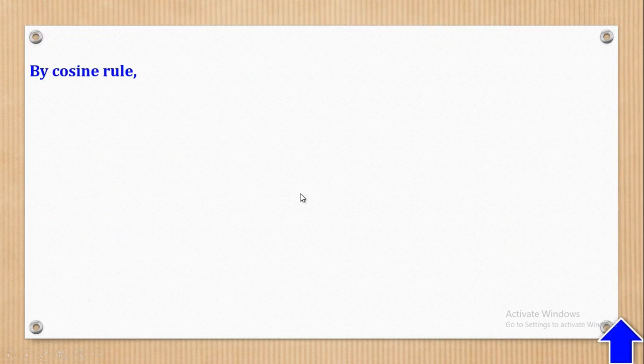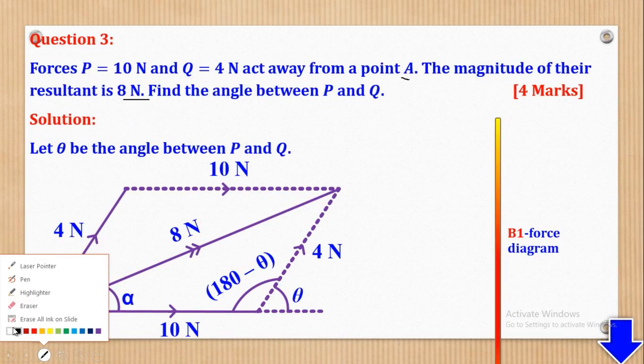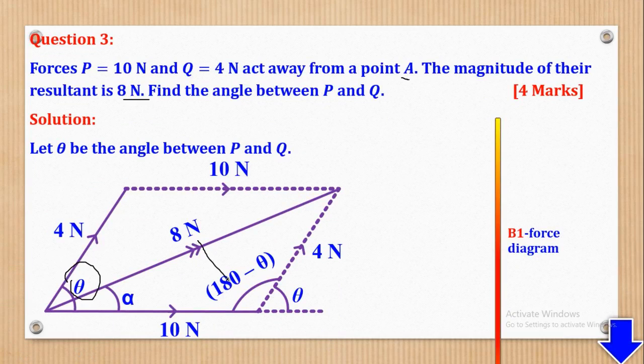So you are coming and say that by cosine rule, 8 squared is equal to 10 squared plus 4 squared minus 2 times 10 times 4 cos 180 degrees. So what you have done, you have used this triangle and used cosine rule, this 8 corresponds to 180 minus theta, so it will be 8 squared is equal to 10 squared plus 4 squared minus 2 times 10 times 4 cos 180 minus theta.